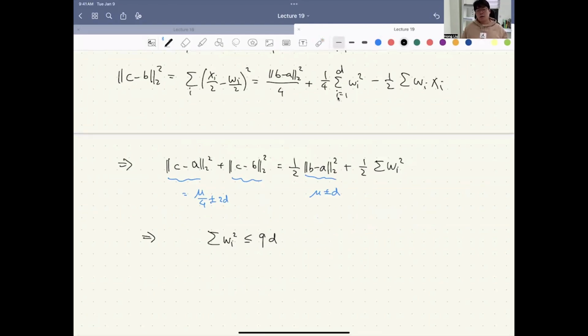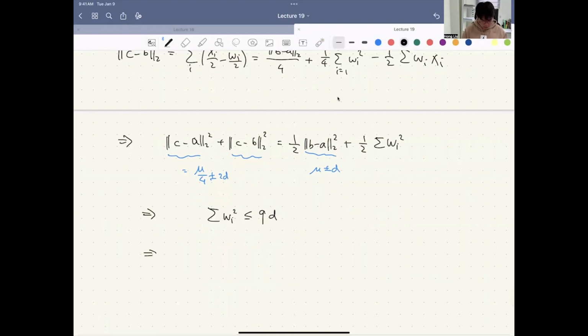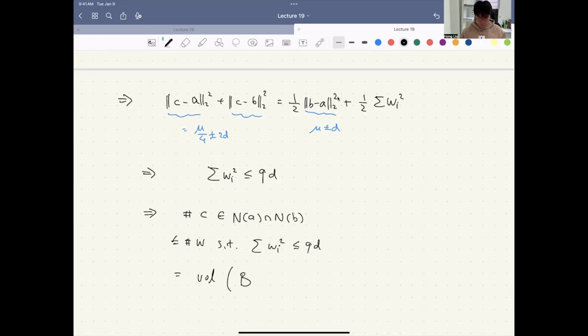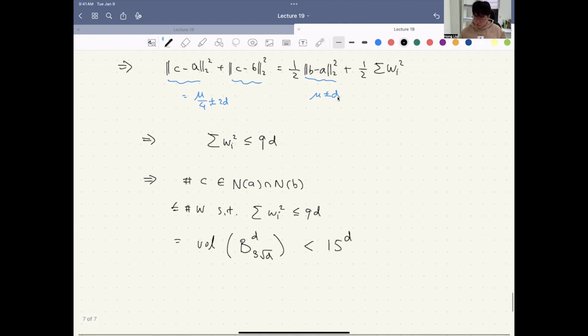That means we bound the choice of w_i so that the resulting C is a common neighbor of A and B. It is at most the volume of the ball with radius 3 times square root d. This implies that the number of points C in the common neighborhood of A and B is at most the number of choices of W such that the sum of w_i squared is at most 9d, which is the volume of the d-dimensional ball with radius 3 square root d. Okay, this volume you can compute, at most 15 times d. That will finish the proof.